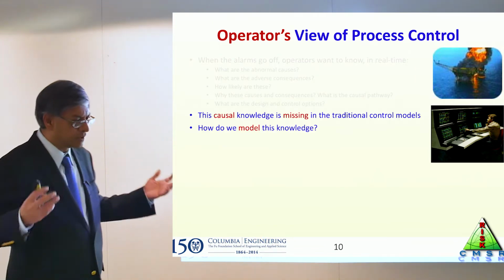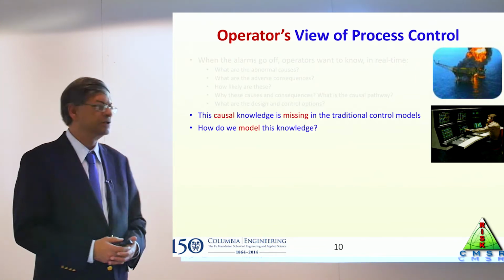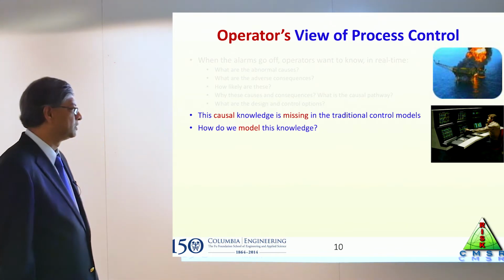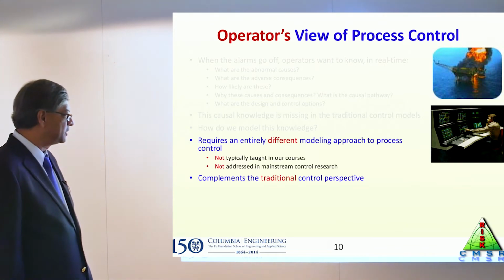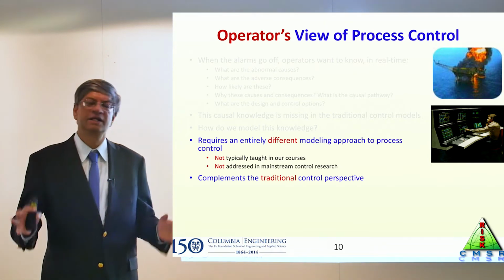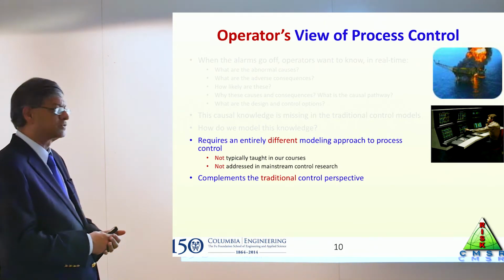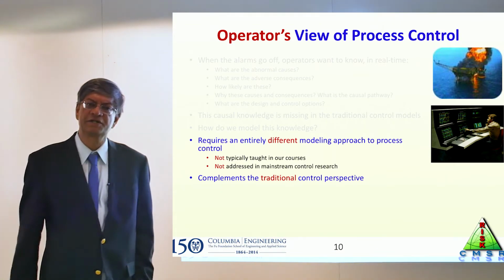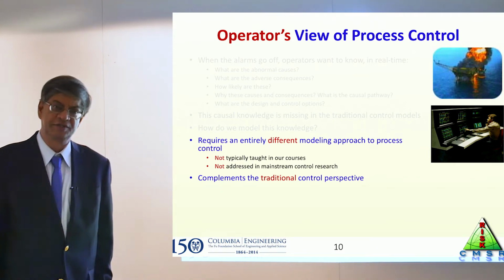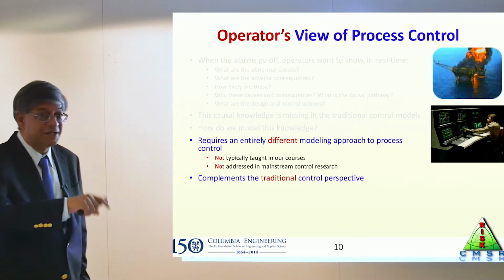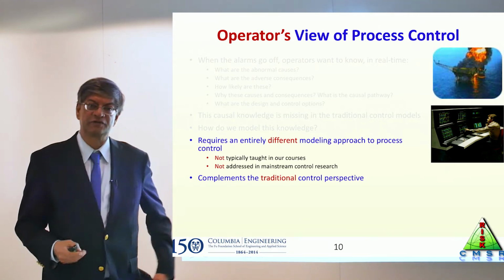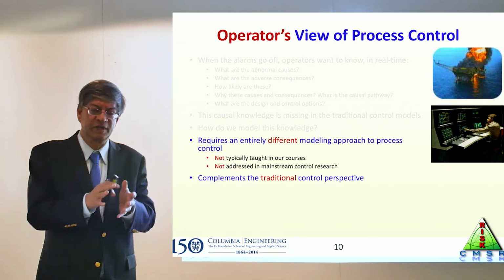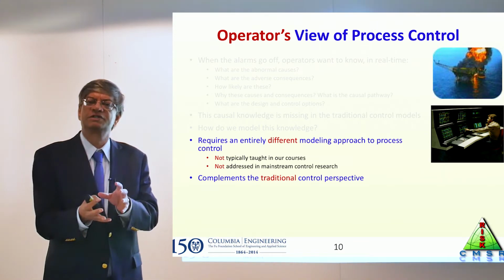So what is missing is the causal knowledge. And that is missing in the traditional control models. So how do we model this knowledge? It requires an entirely different approach to process control, typically not taught in our courses and typically not addressed even in the control research literature. But it complements the traditional control perspective. So the traditional control perspective is important, but that's only one side of the coin. The other side of the coin is building the causal models.